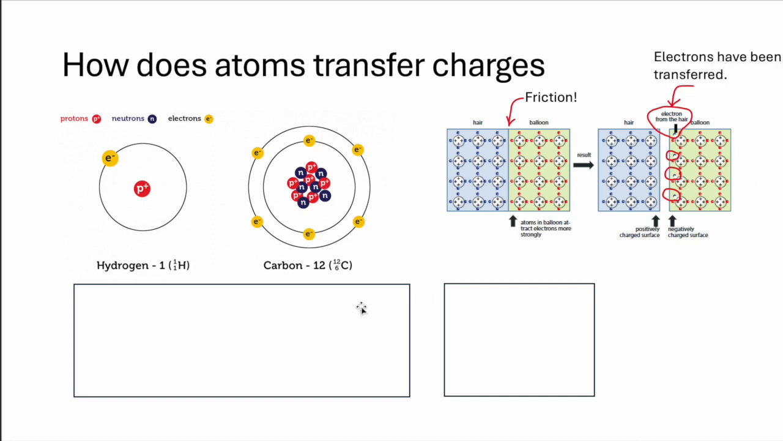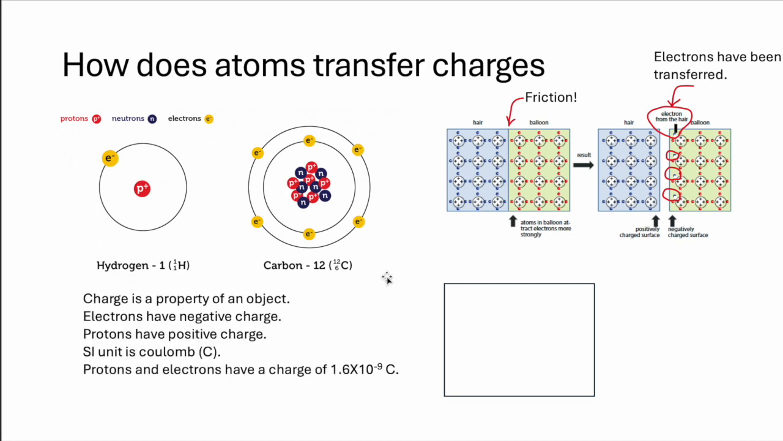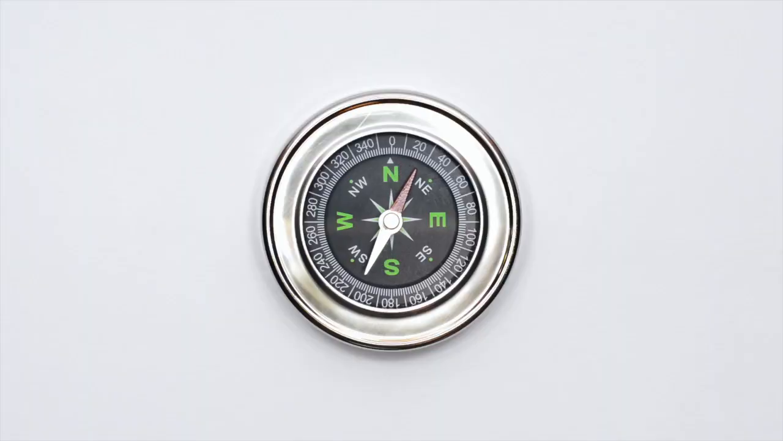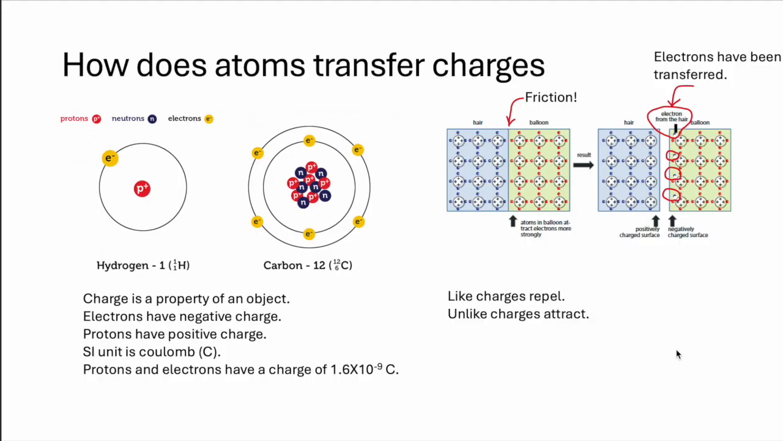And you know that electrons and protons are charged particles, but in this case we are focused on electrons. We measure the size of the charge in coulombs. Each electron has a charge of 1.6 times 10 to the power of negative 19 coulombs, in the negative charge, and the proton has this amount of coulombs in the positive charge. And like magnetism, which you were exposed to in primary school, like charges repel and unlike charges attract. So it's the same over here, very simple.